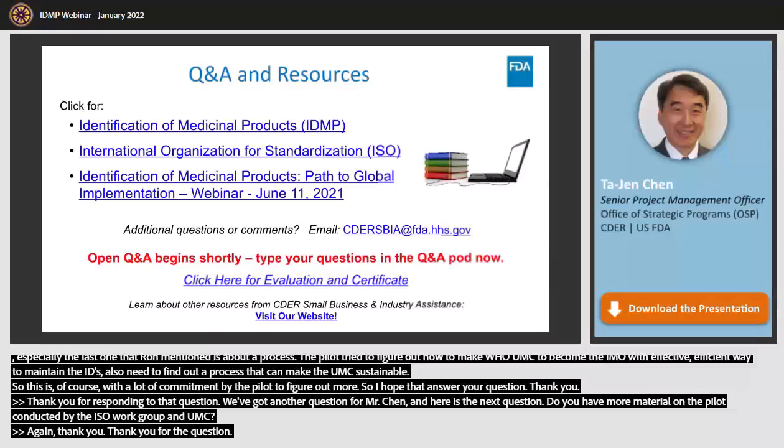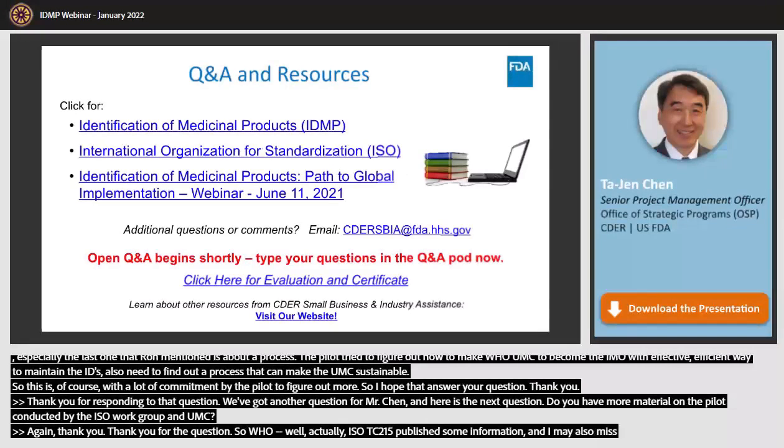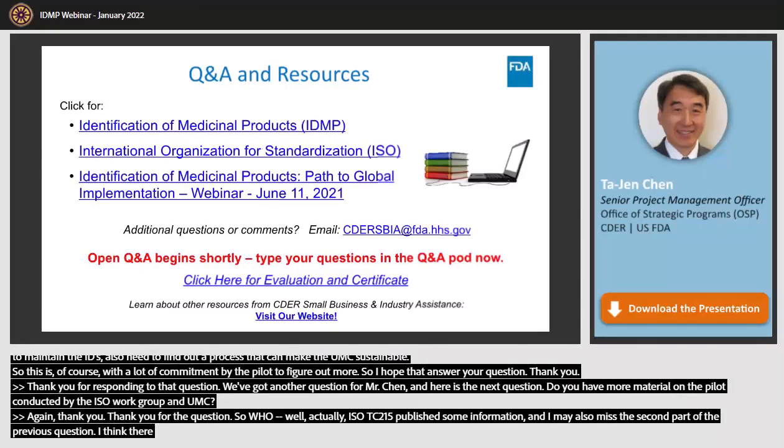Well, actually ISO TC215 published some information. And I may also have missed a second part of the previous question. I think these two questions are kind of related to information being available.